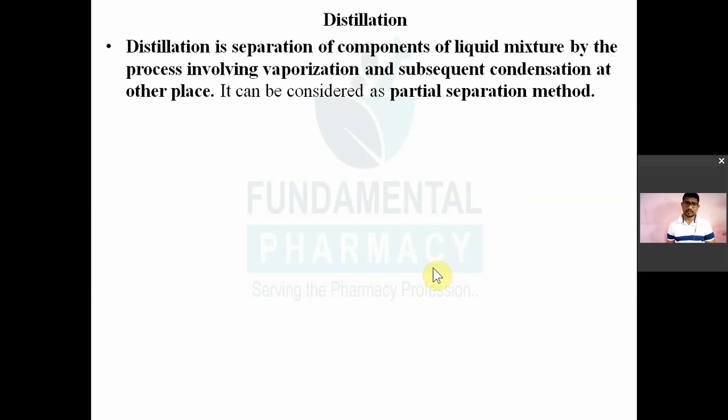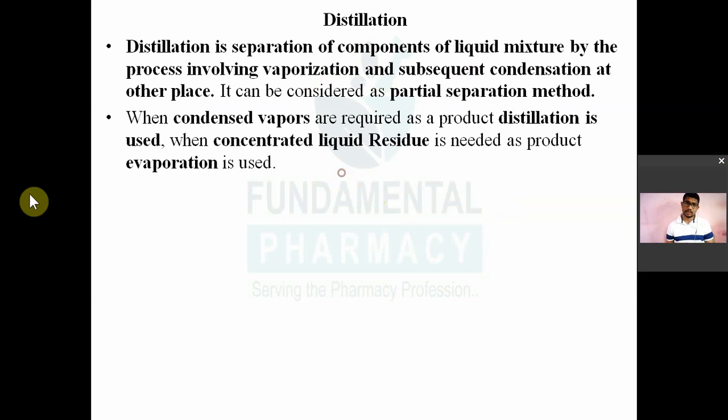So again, distillation is the separation of components of a liquid mixture by a process involving vaporization and subsequent condensation at another place, and it can be considered a partial method for separation. Now, when condensed vapor is required as a product, you use a distillation process. And when a concentrated liquid residue is required as a product, then we use evaporation.